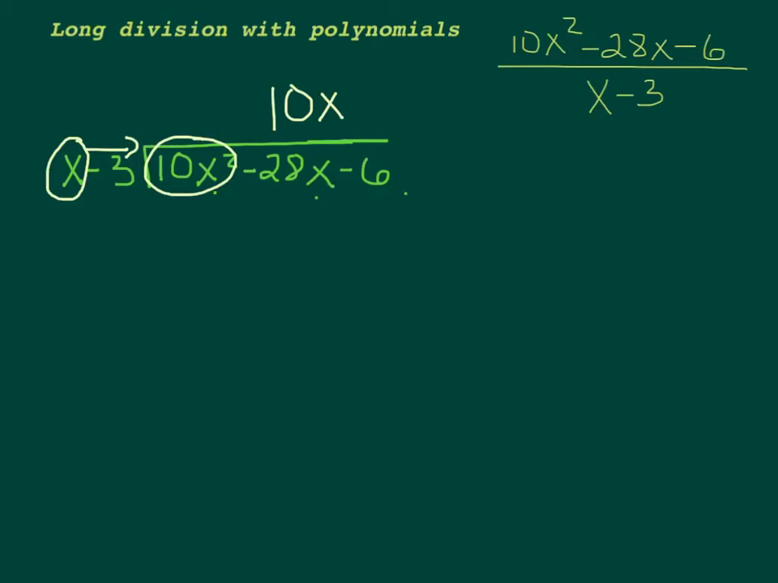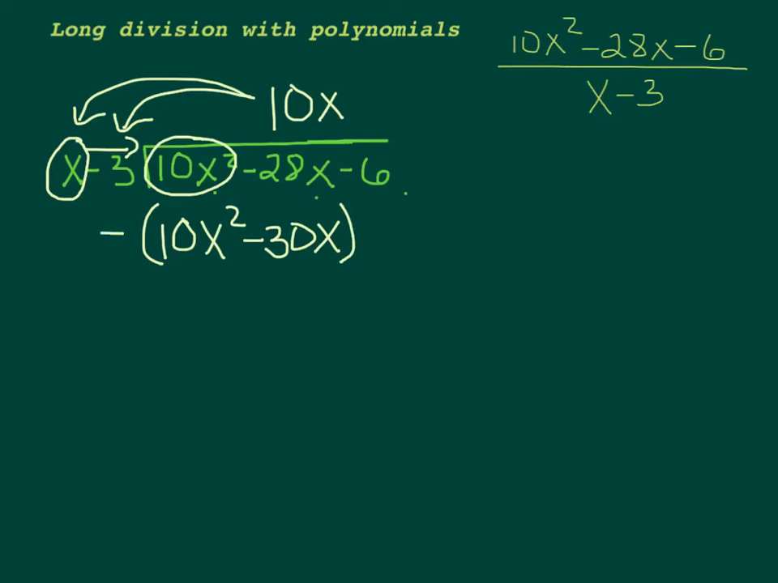Then we multiply, just like in regular long division, only I'm going to multiply it by the x and the minus 3. So 10x times x minus 3 would be 10x squared, and then 10x times negative 3 would be minus 30x. And then just like in good old-fashioned long division, we're going to subtract. But please put a big fat set of parentheses around here and do it every single time. And then put your minus sign. And then remember, and this is what always gets people, you have to distribute that minus sign.